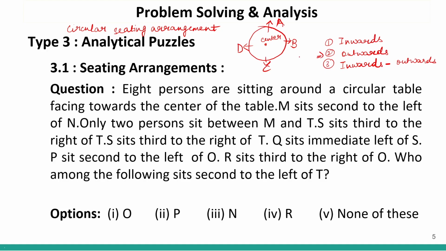Okay, then you can also get a question that some people are facing inwards. Let's say A and C are facing inwards and D and B are facing outwards. So this type of question you can also get. This is circular seating arrangement.